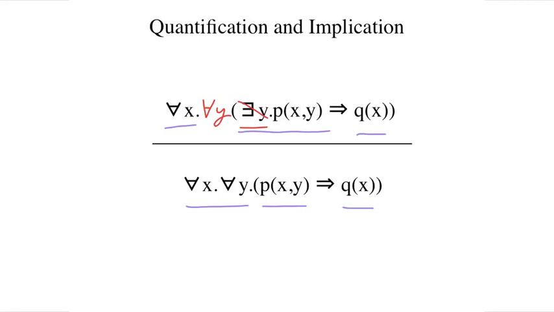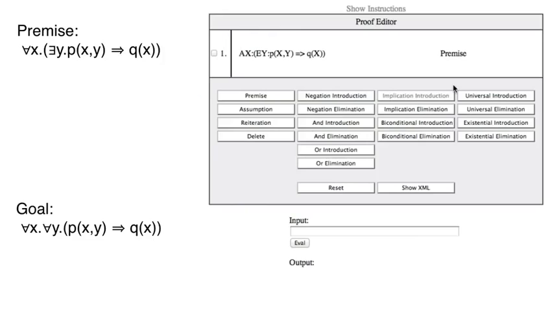Now, let's look at a Fitch proof. As usual, we start with the premise. Our strategy is to first prove the implication that if p of xy, then q of x. Then we can introduce two universal quantifiers to obtain our goal. So here we go. First, we assume the antecedent of our desired implication.